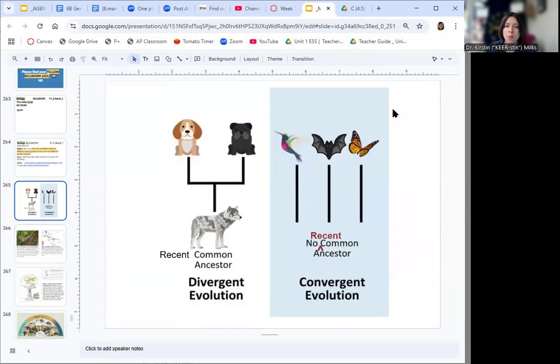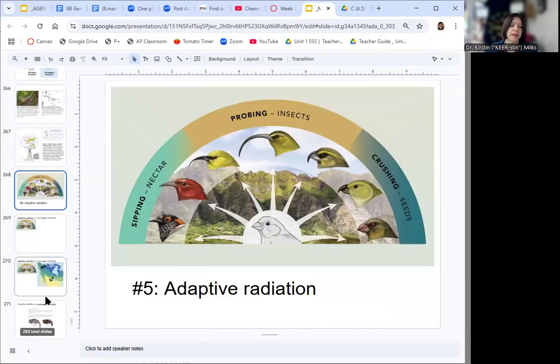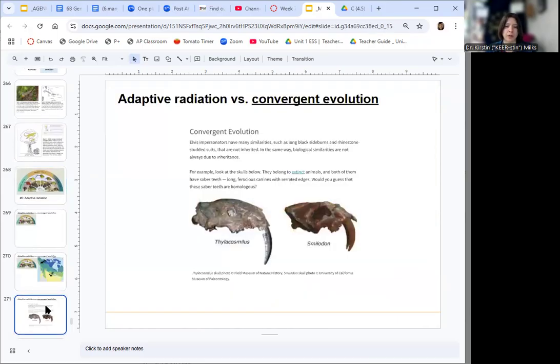Are those ecomorphs just convergent evolution? Or did a lizard show up on an island, and over time one lizard species gave rise to lots of them? We call that adaptive radiation. Or was it a story about these saber-toothed animals?